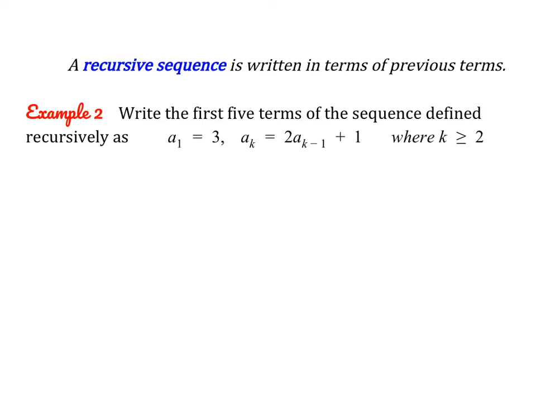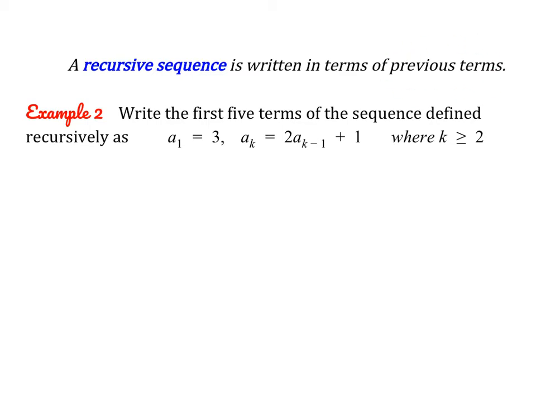Now, you can also write sequences a different way. So just to remember that previous type, they were written in terms of their place in line. Are they the first term, the second term, third term? They were written in terms of n. Now, a different way to write them is called a recursive sequence. And in recursive sequences, the terms are written in terms of previous terms.